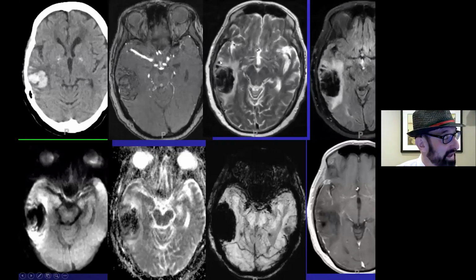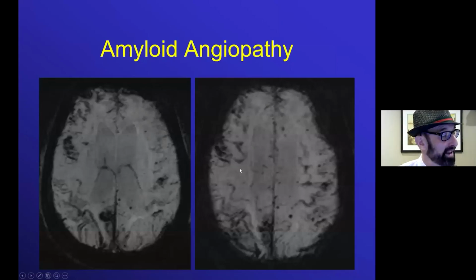Here's a patient with a lobar hemorrhage on MRI as well as CT scan, negative with the arteriogram, but a vasculopathy, amyloid angiopathy. It's important to do your gradient echo, or in most cases now, people have susceptibility weighted imaging because that will show the multiple hemorrhages that can occur in a patient with amyloid angiopathy.